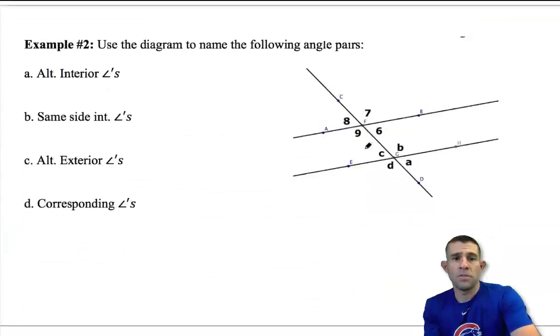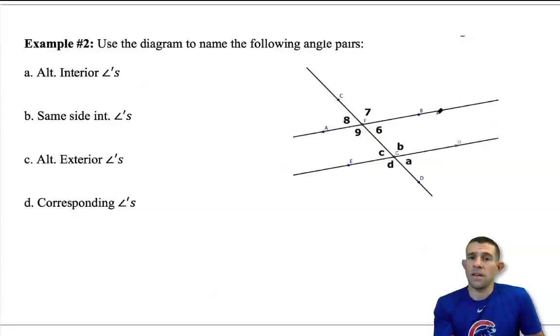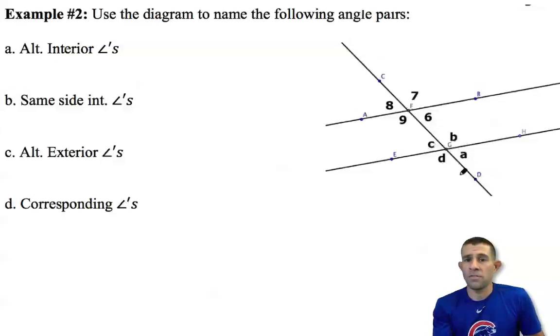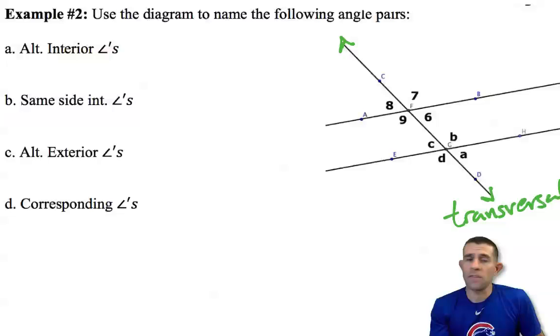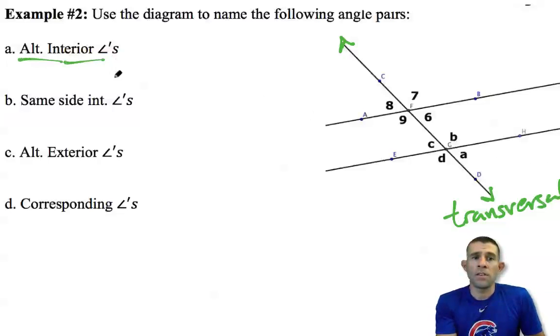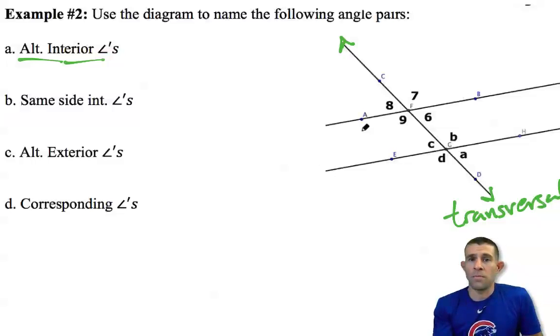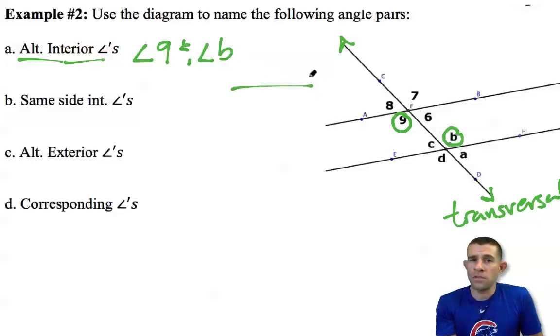Alright, example 2, we're given this diagram here of some lines that are being intersected by C, F, G, and D. Well, this line here, CD, is known as my transversal. This is the one that intersects the other two lines here. We want a pair of alternating interior angles. So I'm going to give you one pair, I want you to come up with the other. The pair I'm going to give you for alternating interior are angle 9 and angle B. You come up with the other pair and we'll share that in class.